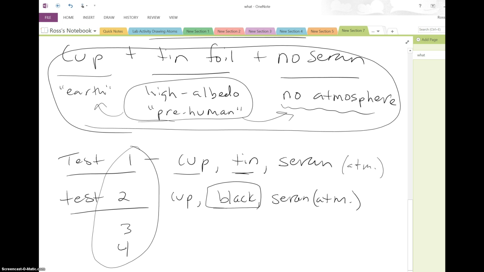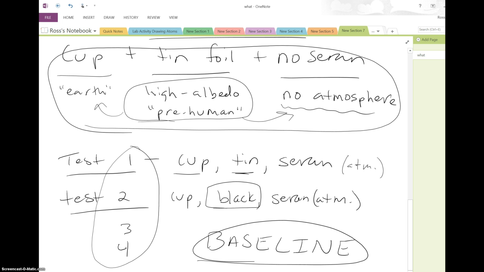And that's the whole point, is we have a baseline, we have the norm, giving you lots of words that you could use in your discussion section. We've got a baseline to compare tests 1 through 4 against because we've got this control.